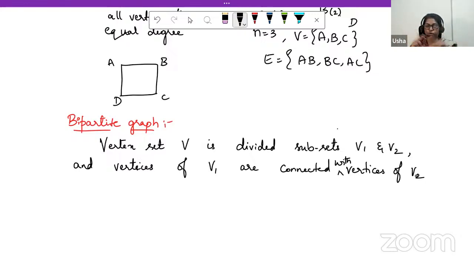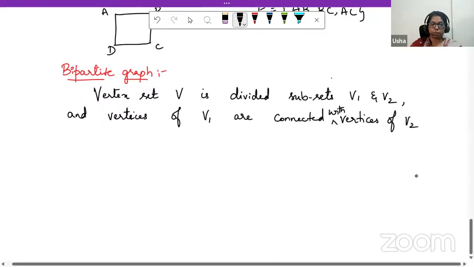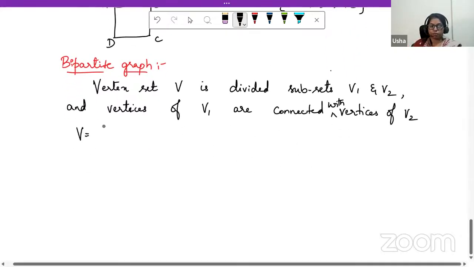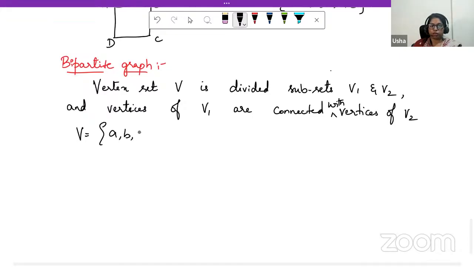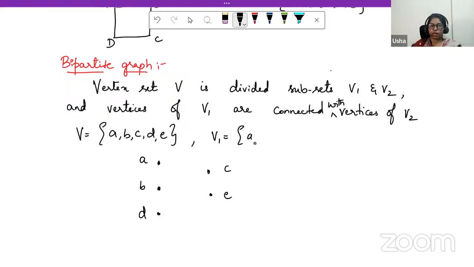So it is like match the following. From this vertex and this vertex, from the first set and from the second set, vertices are connected. That is a bipartite graph. I'll give you an example. I will take vertex set V with 5 vertices A, B, C, D, E. And I will divide them like this. A, B, and D are one vertex set. C and E are another vertex set. Again, this is just an example. Here, V1 is A, B, D. V2 is C and E.